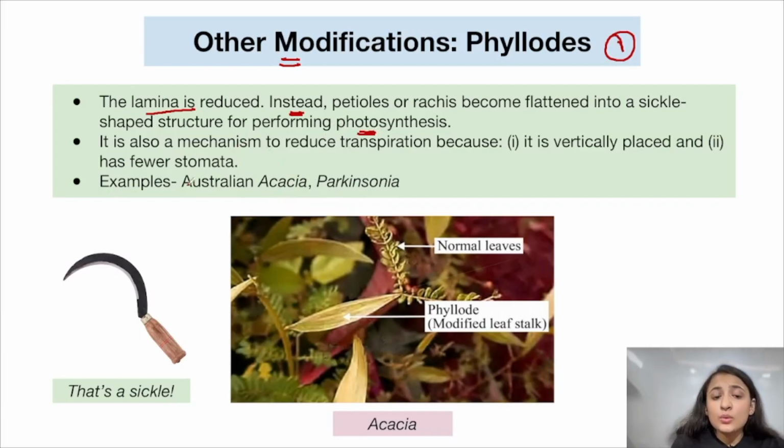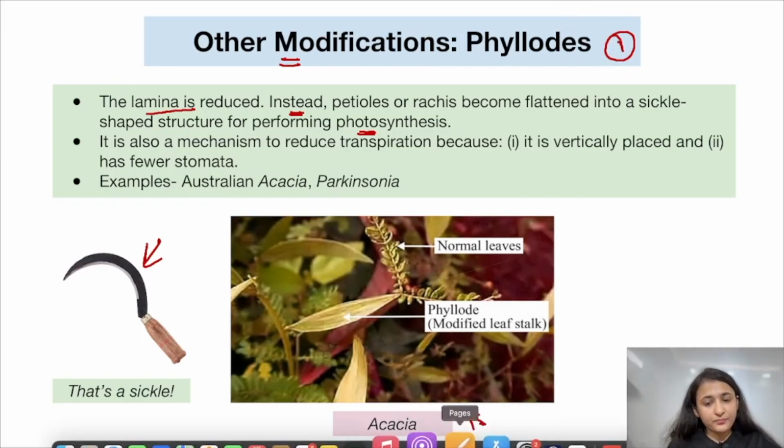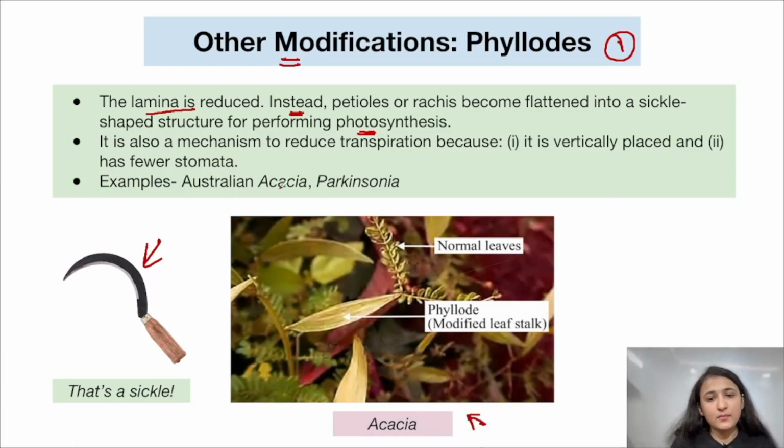Now, see, what is a sickle? Let us understand the first statement clearly first. A sickle is a farm tool which looks like this. See, this is a sickle. And the example of a phyllode is seen in the Australian acacia plant. Right here, this image is of a phyllode.